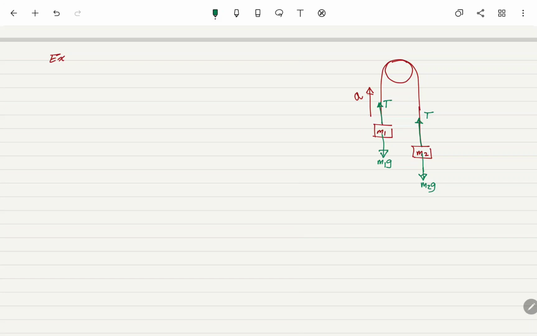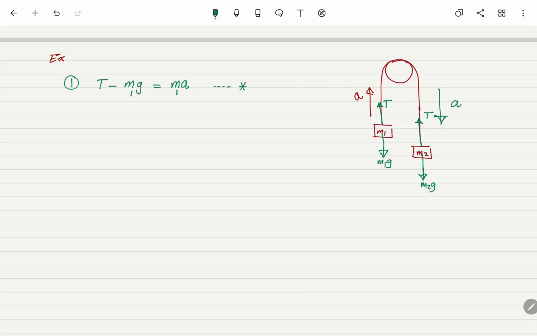And the acceleration for the system is going up here and it's going down this way. Now, starting from system 1, we have here m1g and we have here tension. In this case, tension minus m1g equal to m1a. Now, this is the first equation.